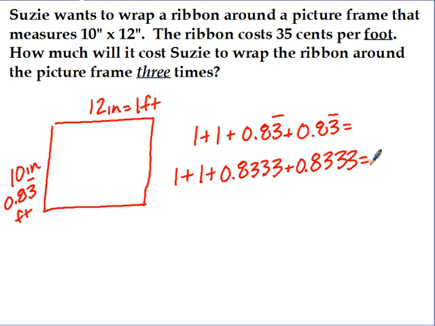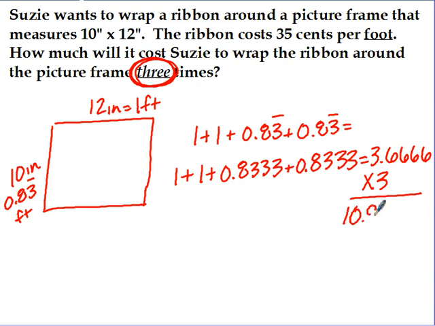So that's going to give me 3.6666. Okay? So now that's just around once. Notice that they want it 3 times. So I'm going to multiply this by 3. So that's going to give me 10.9998. So now that's how much ribbon I need.